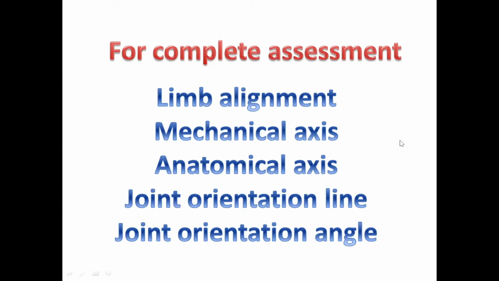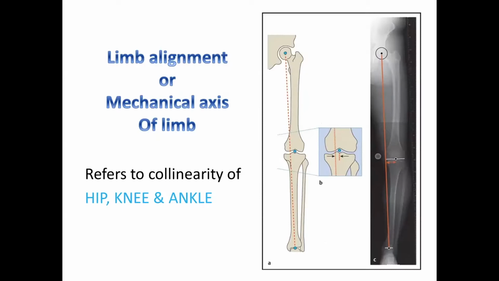Let's go one by one. Limb alignment, or mechanical axis, refers to the collinearity of the hip, knee, and ankle. Once you draw a line from the center of the hip to the center of the ankle joint, many times it passes through the center of the knee, but most of the time it is a little medial to the center of the knee joint.